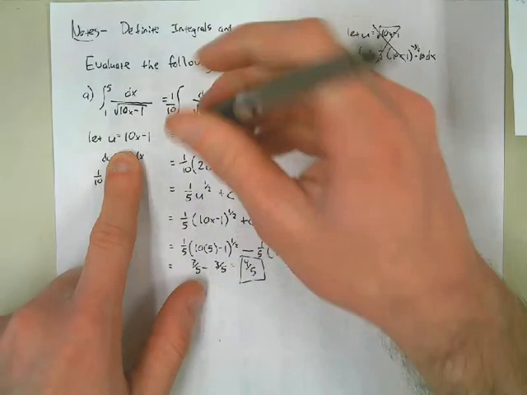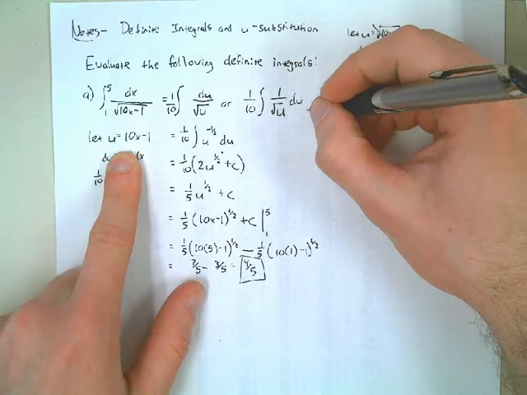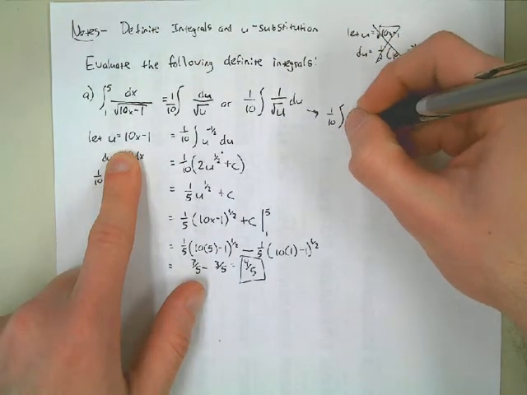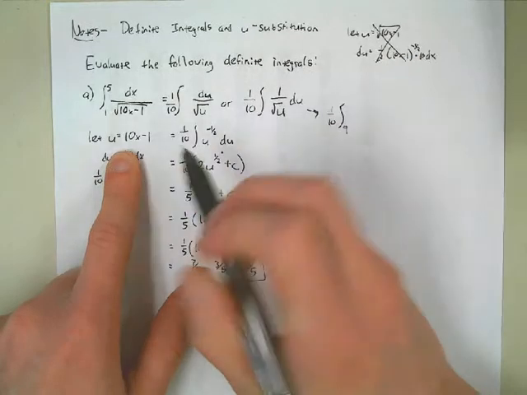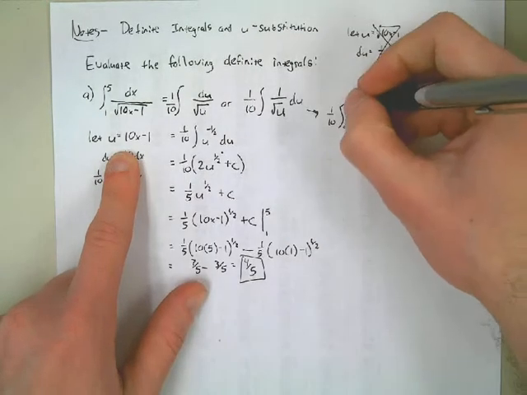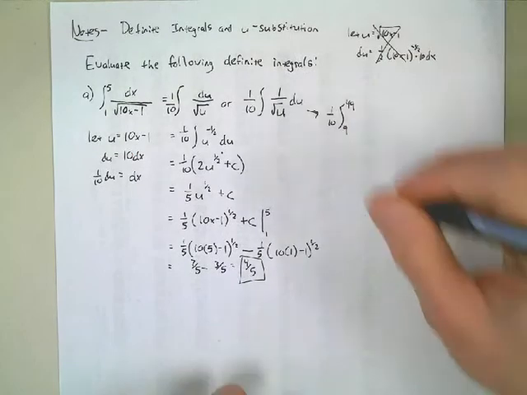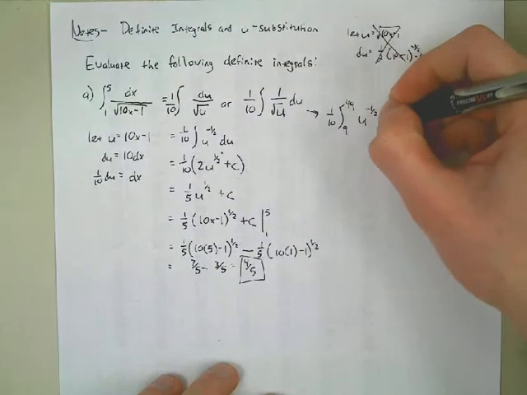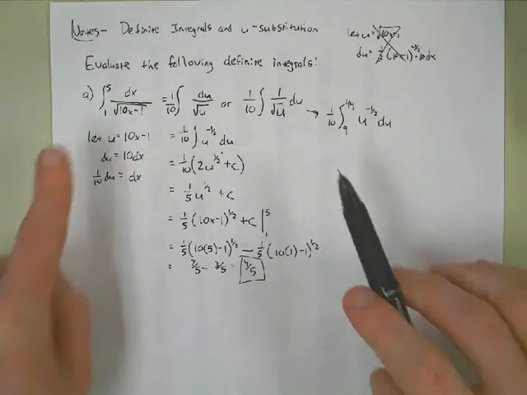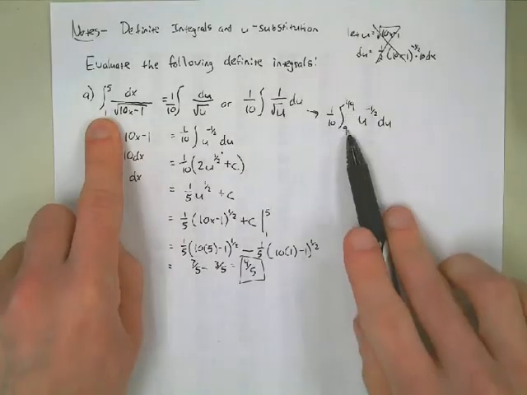So my lower limit here, I could alternatively say, is 1/10 the integral from 9 to, and I'll plug 5 in for x. 5 times 10 is 50, minus 1 is 49. So from 9 to 49, okay, of that u to the negative 1/2 du. Okay, so there's the alternative. So the alternative here is you can adjust your limits of integration to be in terms of u.